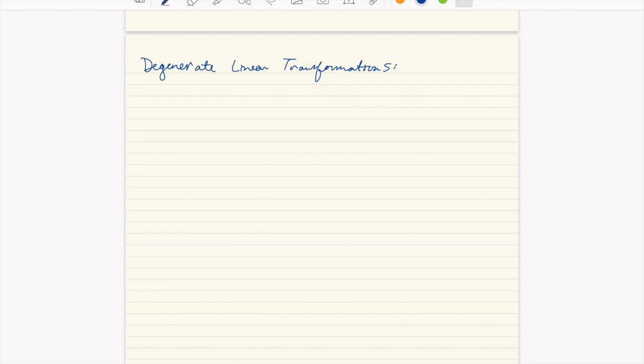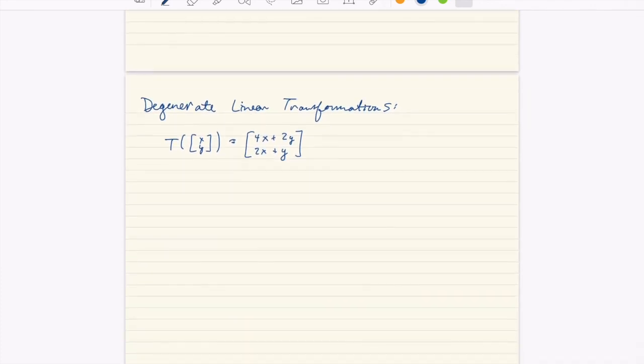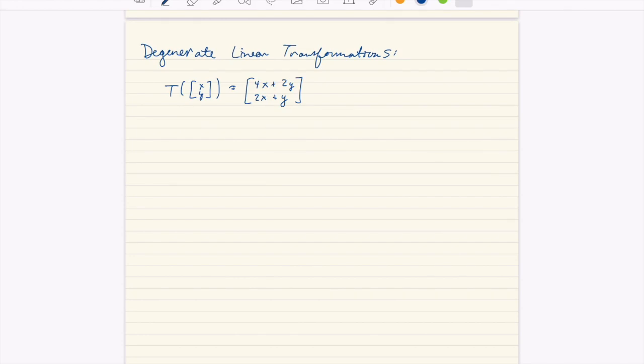All right, next I want to talk about what are called degenerate linear transformations. What I mean by that is I just want to think about the following. Let's go back to me just giving you the linear transformation, say T of (x, y). What this is going to do is send this vector (x, y) to the vector (4x + 2y, 2x + y). Okay, so that's going to be our linear transformation.